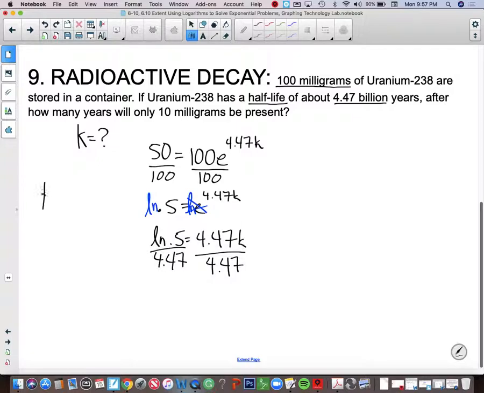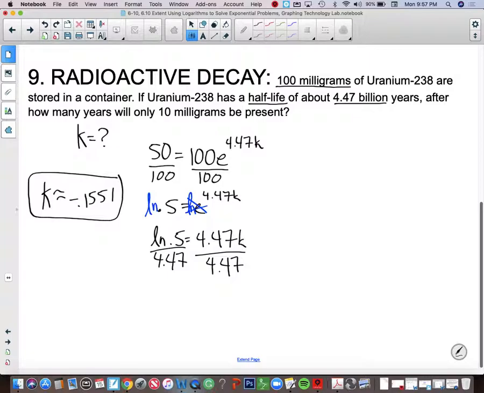So K, and I'm going to kind of save that number in my calculator. I do natural log of 0.5 divided by 4.47. We get about negative 0.1551. Okay, that's half the battle there.